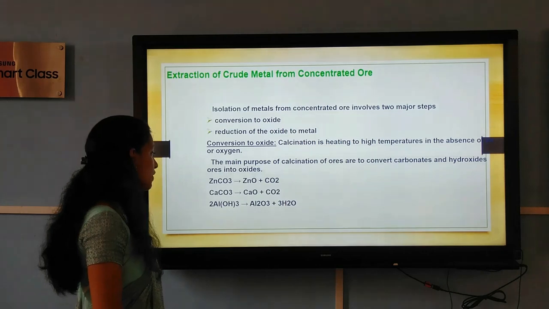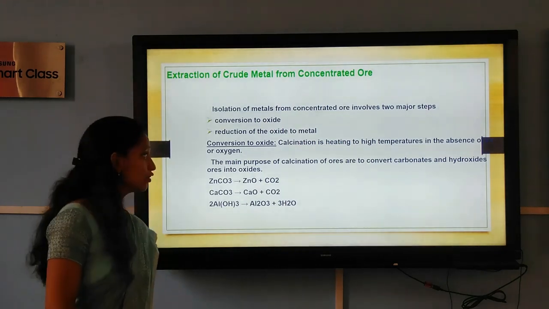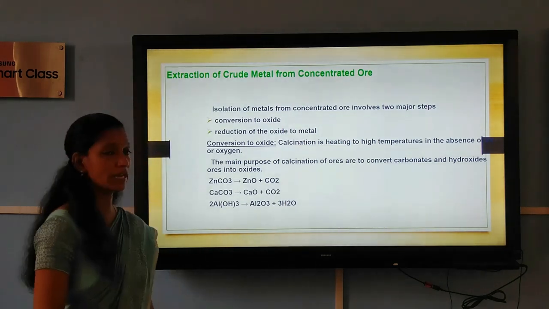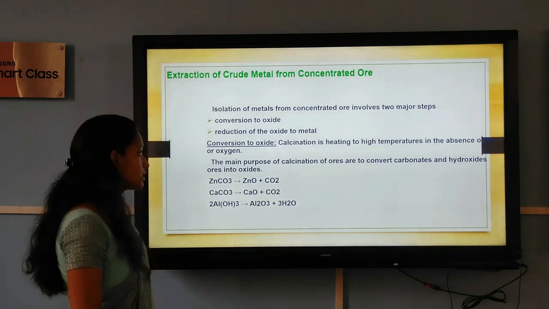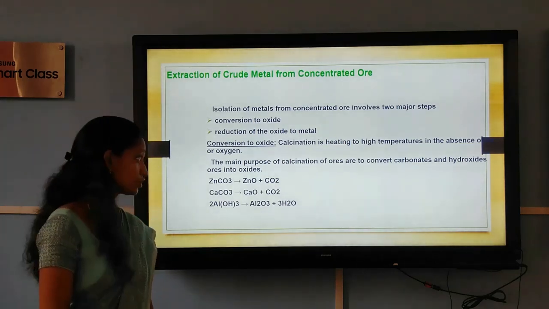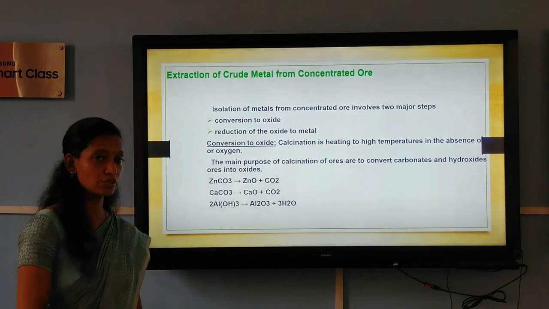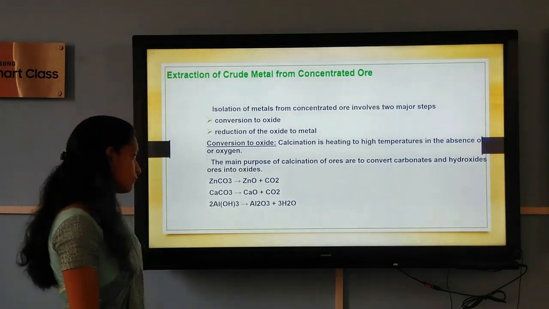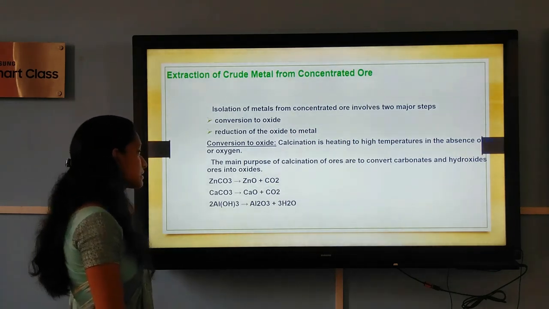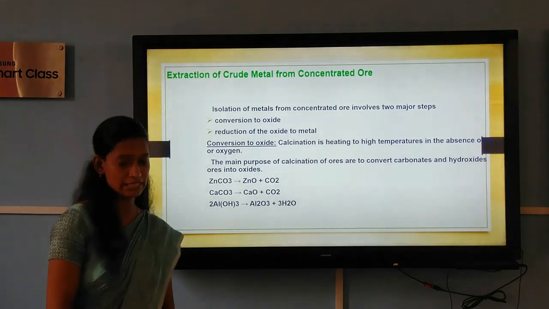If the ores are of carbonates or hydrates, the method used for conversion to oxide is called calcination. In calcination, you heat the ore at a high temperature in the absence of oxygen so that it is converted into the oxide. In the process, gases like carbon dioxide and water get expelled.